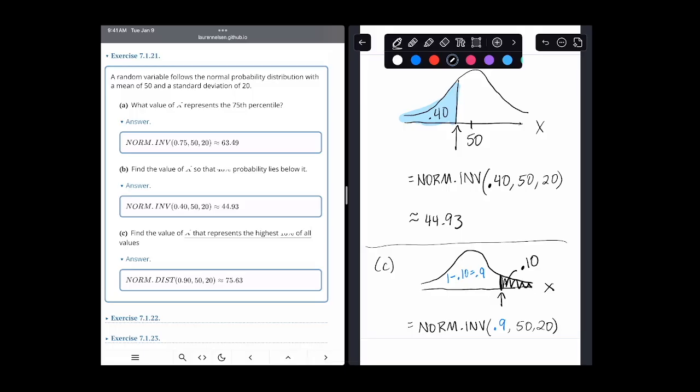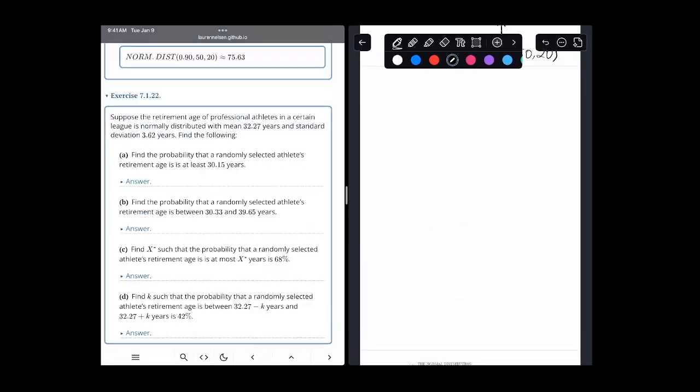And so it's important to think about if we're given the area to the left or the right, and make sure that the thing we plug in really is the area to the left. Number 22, we'll get a little bit more practice with this and practice figuring out which formula we need when. So here it says the retirement age of professional athletes, we're going to assume that that age in a certain league is normally distributed, and our mean is 32.27 years, and the standard deviation is 3.62.